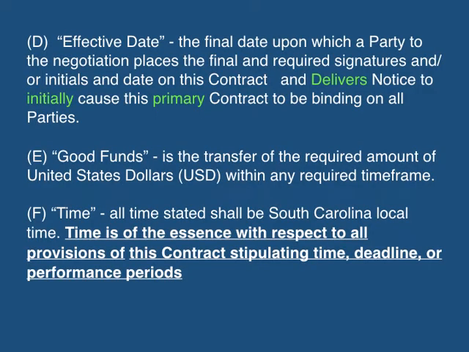We continue on with the definitions. Effective date is the final date upon which a party to the negotiation places a final and required signatures and/or initials and date on this contract and delivers notice to initially cause this primary contract to be binding on all parties. I just want to emphasize that effective date means that the contract has been signed, initialed everywhere, by everybody, and delivered to cause this primary contract to be binding on all parties.